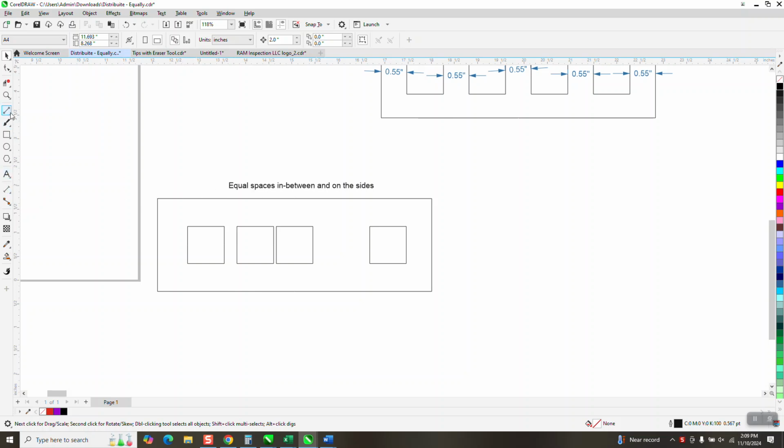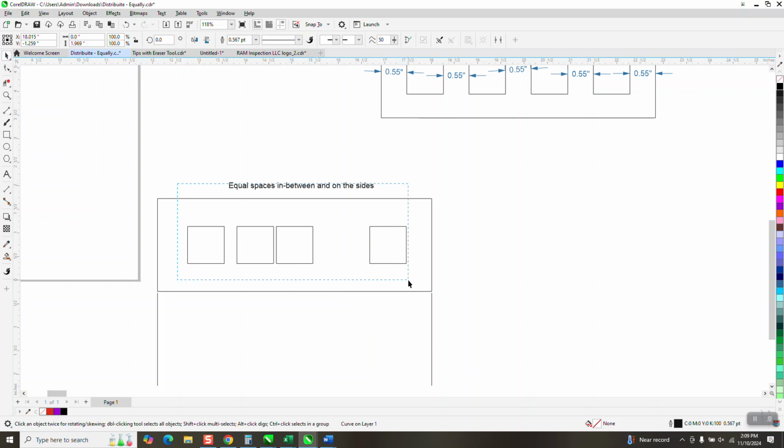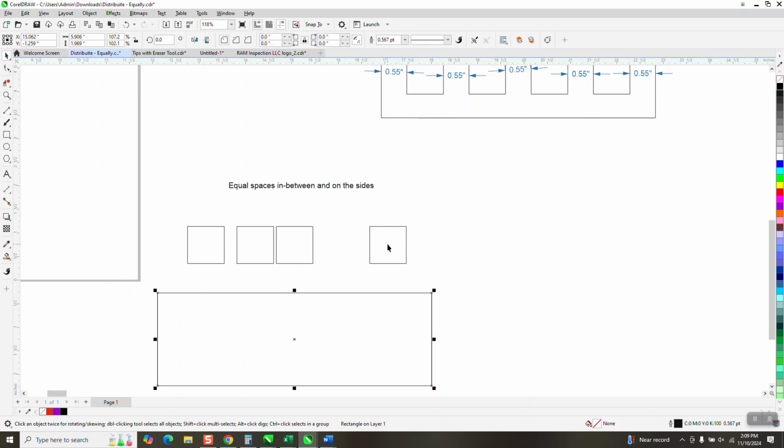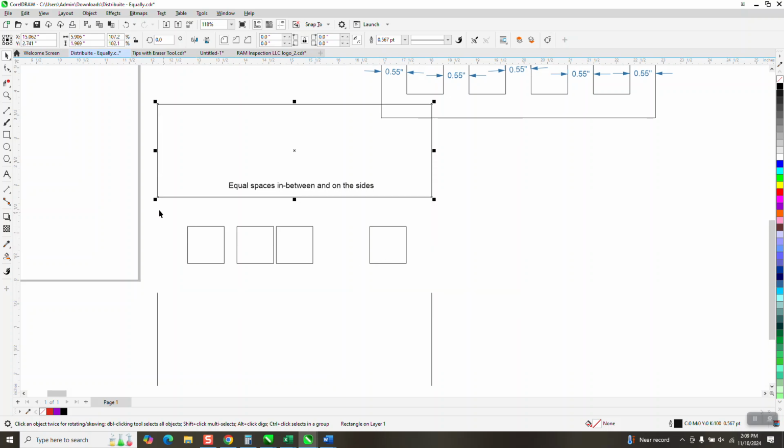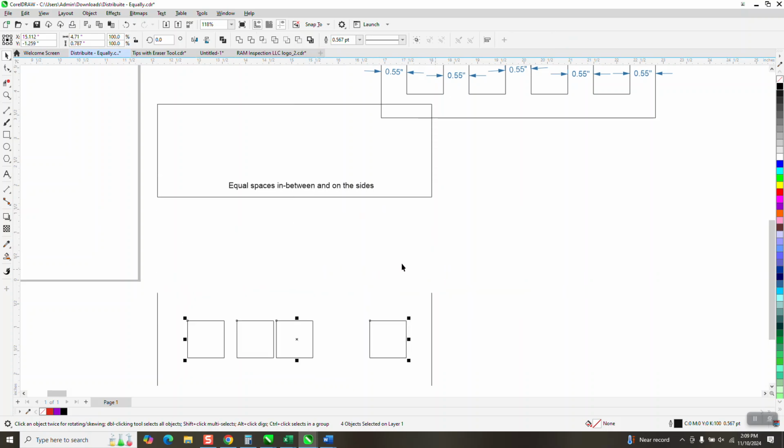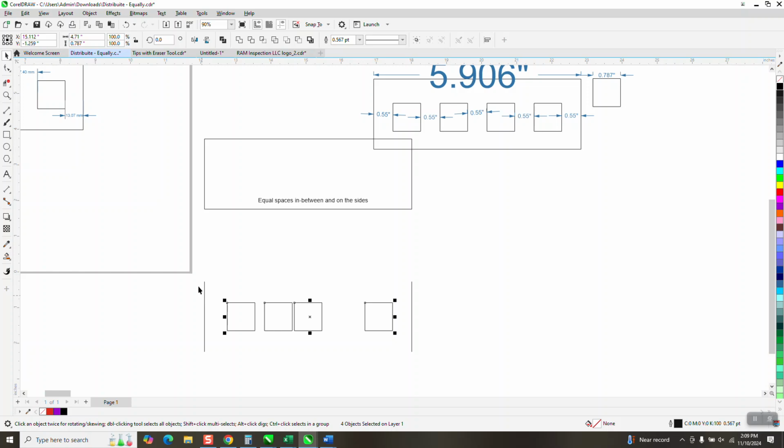I am going to draw a 2-point line at this box, and I'm going to nudge it down. I'm going to draw another 2-point line, and I'm going to nudge it down. Now I'm going to grab my 4 objects and nudge them down. Now there are 6 objects.